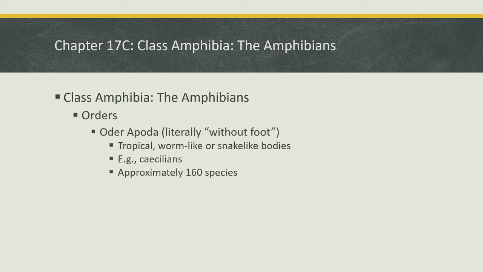Next, we have three orders of amphibians. First, there's order Apoda, and it literally means without foot. What these are characterized by is their tropical worm like or snake like bodies. An example would be the caecilians. And I'll have a couple of pictures here for you in just a second. So, caecilians, yeah, they have long worm like or snake like bodies, usually found in tropical places. They're still amphibians as far as the skin and the heart and the metamorphosis of water dwelling versus usually land dwelling. And yeah, there are about 160 species of these.